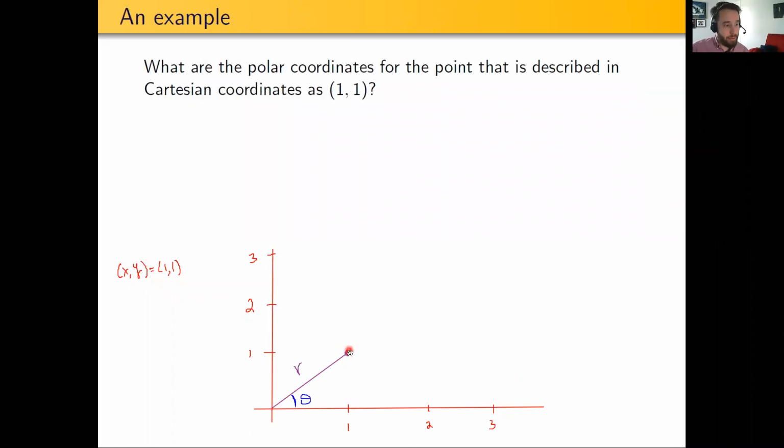So if this is the point 1, 1, can we describe this in polar coordinates? In other words, can I identify my r and my theta? It turns out we absolutely can. Typically, what we need to do is just a little bit of triangle math. So I'm going to identify a given triangle, specifically this triangle, and pull that out. Our triangle looks approximately like this.